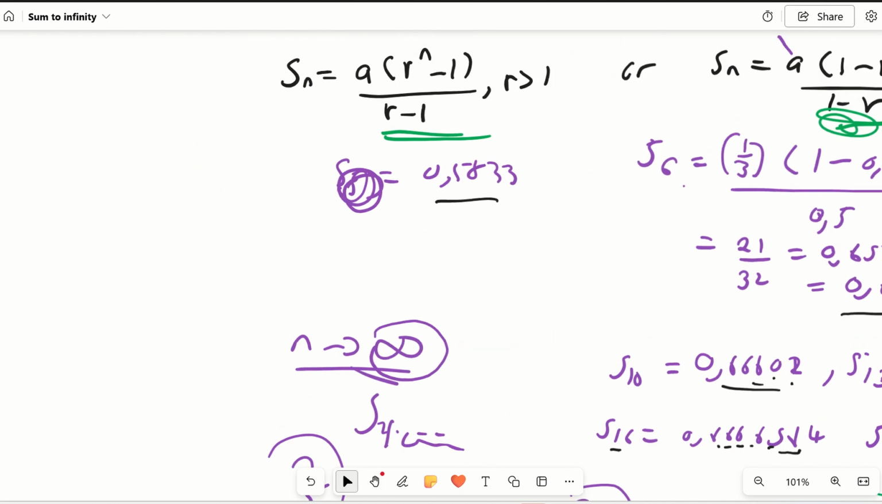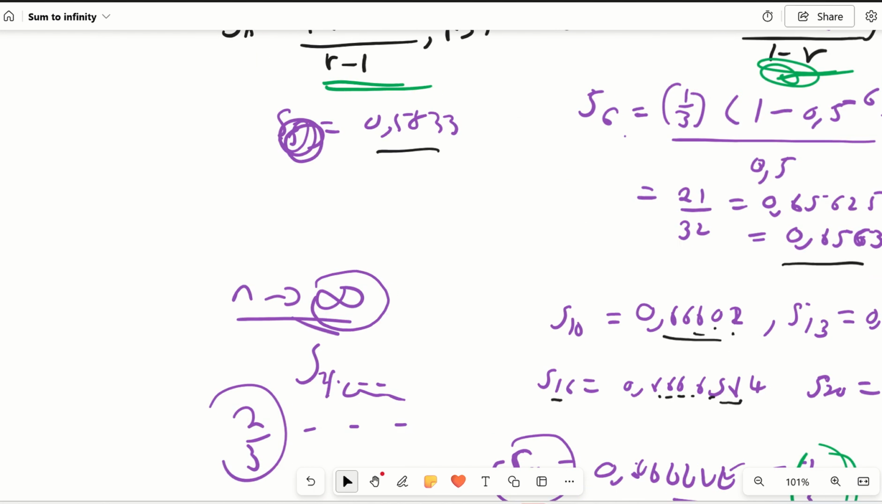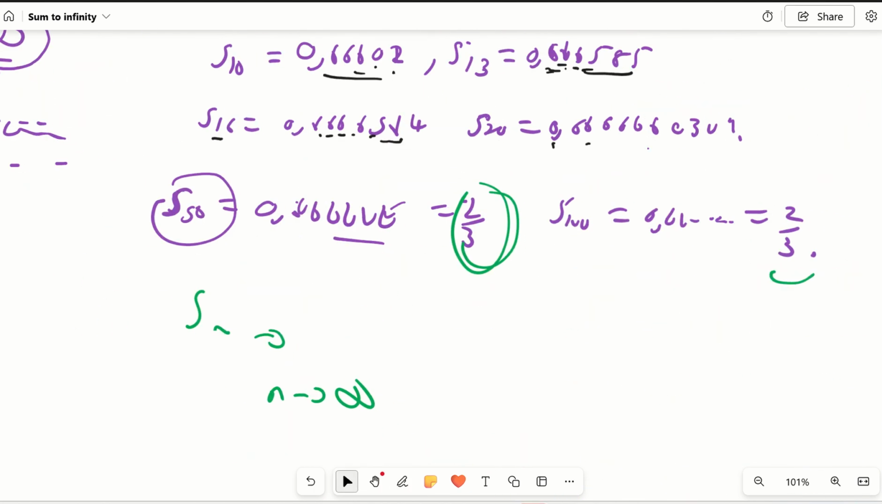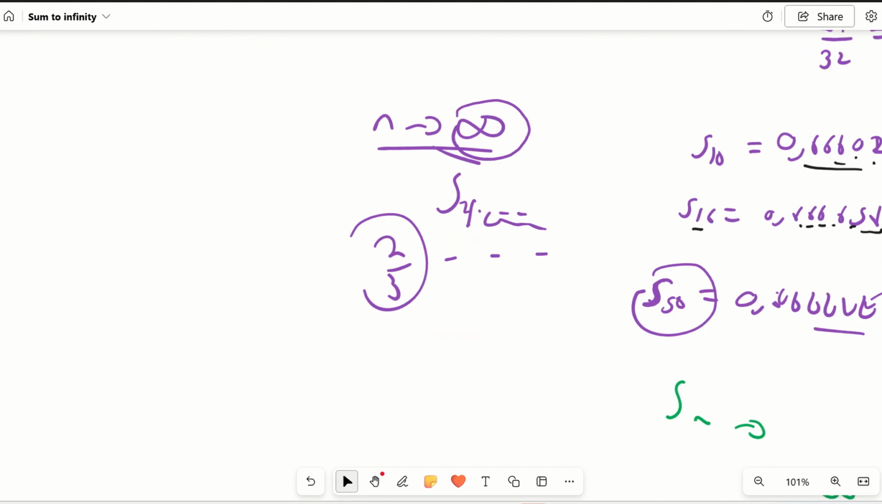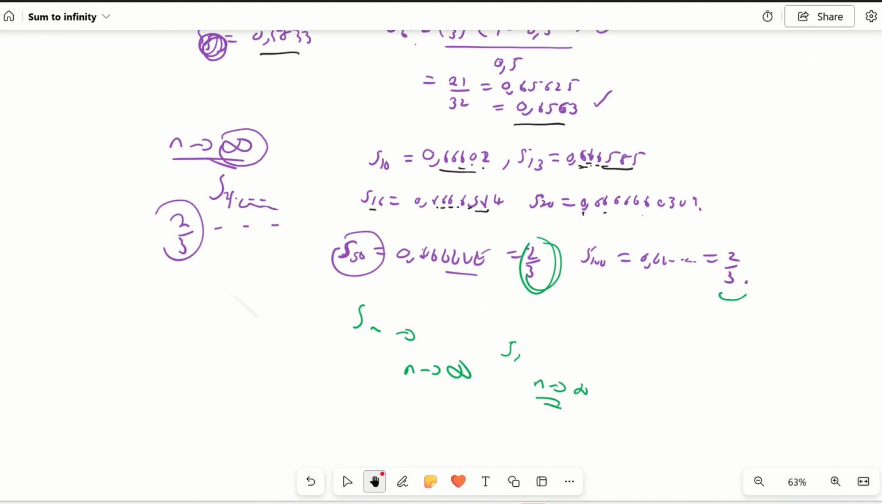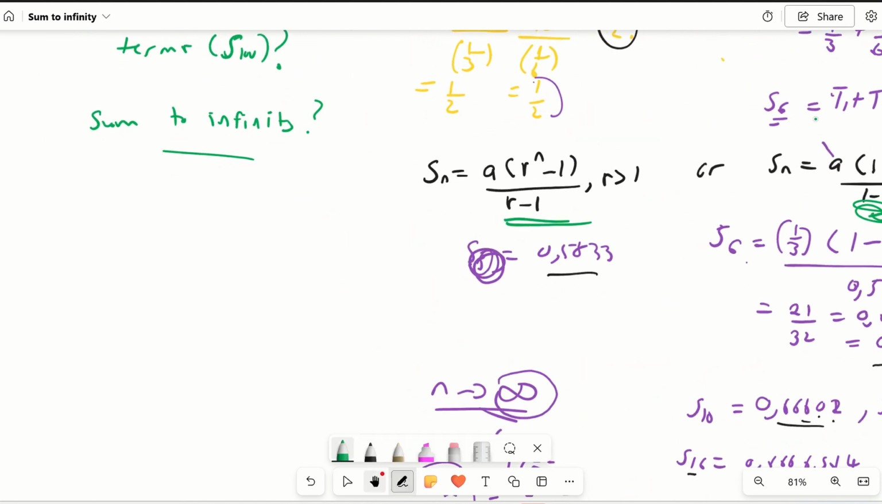They ask you, what is sum to infinity? Ne? They're looking for this value to which the sum gets to when n goes to infinity, as n gets higher. That's what they're looking for. You'd be pleased to know that there's a formula for that as well. And the formula goes, the sum to infinity equals a over 1 minus r.